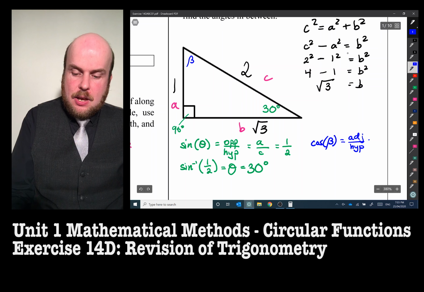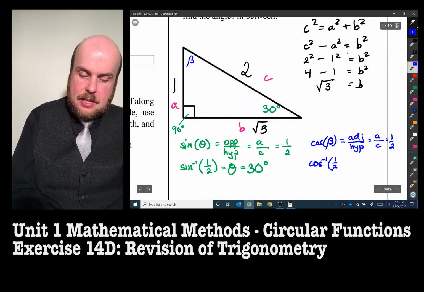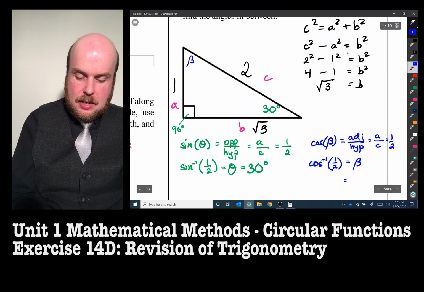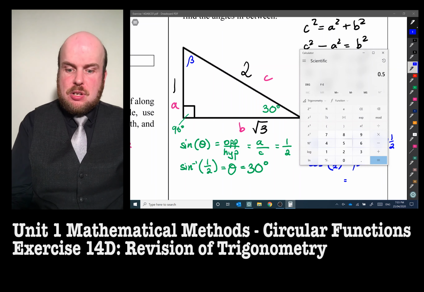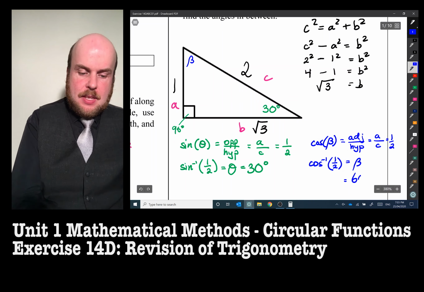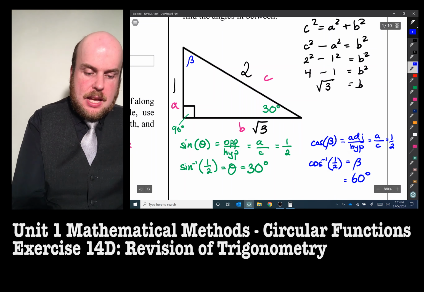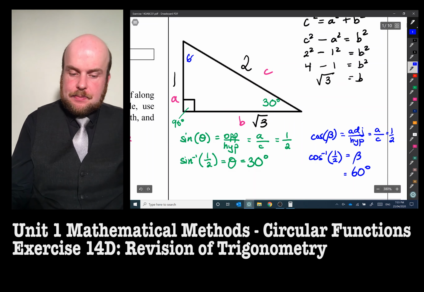So this is equal to A over C. And once again, this is equal to 1/2. So I will go and do the inverse cos of 1/2. And this will tell me what B is equal to. And so this, if I do 0.5, go to the trigonometric section, go second, inverse cos, and there it is, 60 degrees. So that little top corner will become 60 degrees.